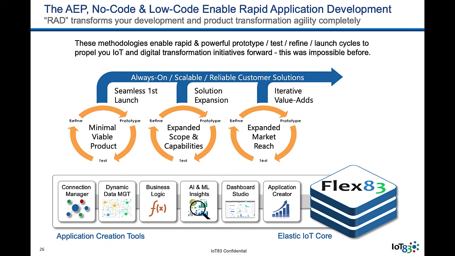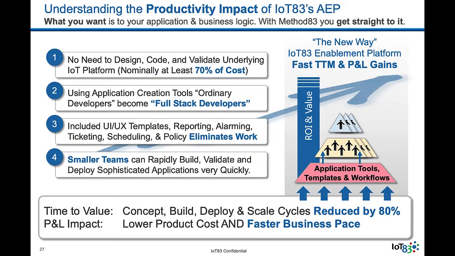So, the Application Enablement Platform, no-code and low-code methodologies enable rapid application development. This lets you prototype, test, refine, and launch in fast cycles to propel your IoT and digital transform initiatives forward. This was impossible before. From a productivity perspective, application enablement platforms make a huge difference.